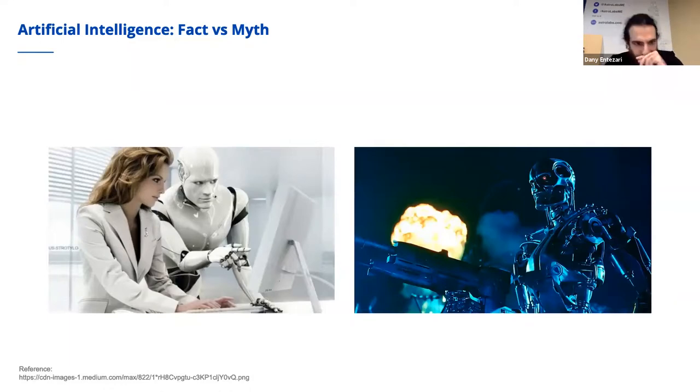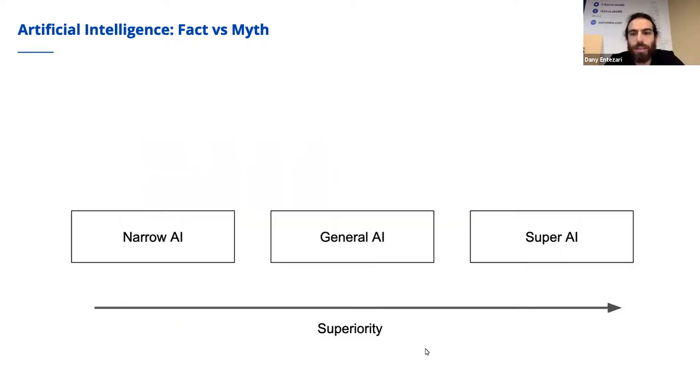There's a problem with this assumption, that we could ever get to this point, or if we are going to get to this point. First, let's categorize artificial intelligence. Okay, there are degrees of sophistication. As we go towards the right of the spectrum, we're looking at a more superior, more sophisticated form of artificial intelligence. First, we have narrow artificial intelligence.